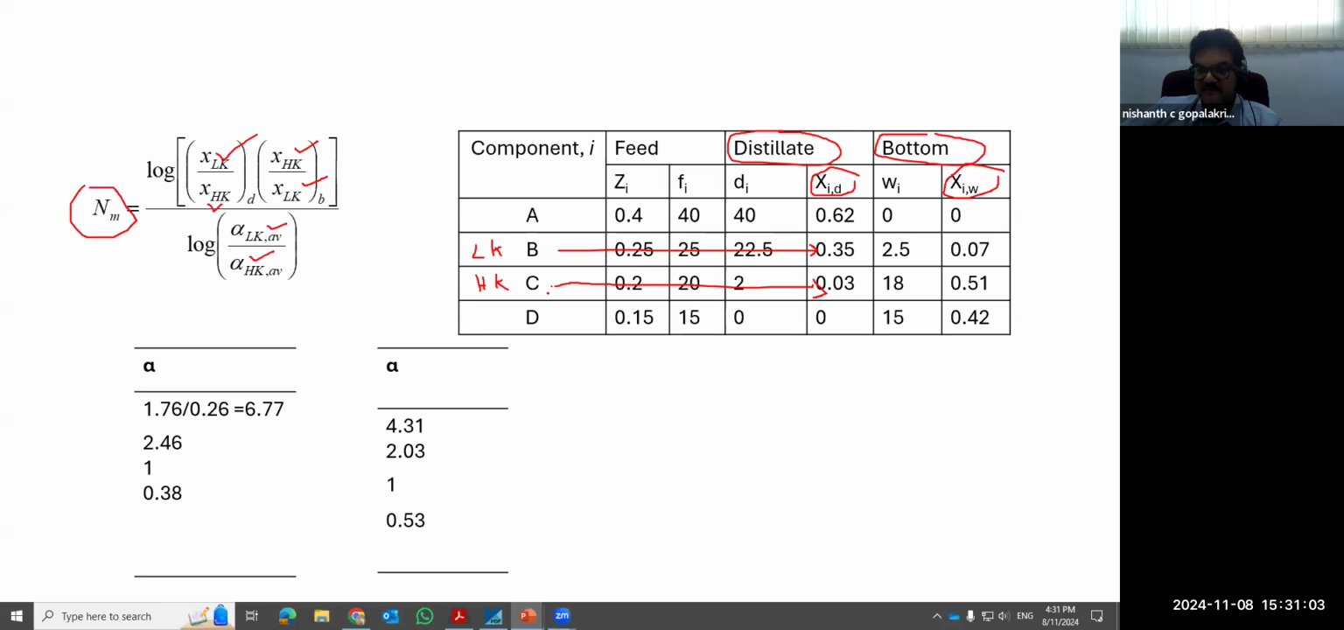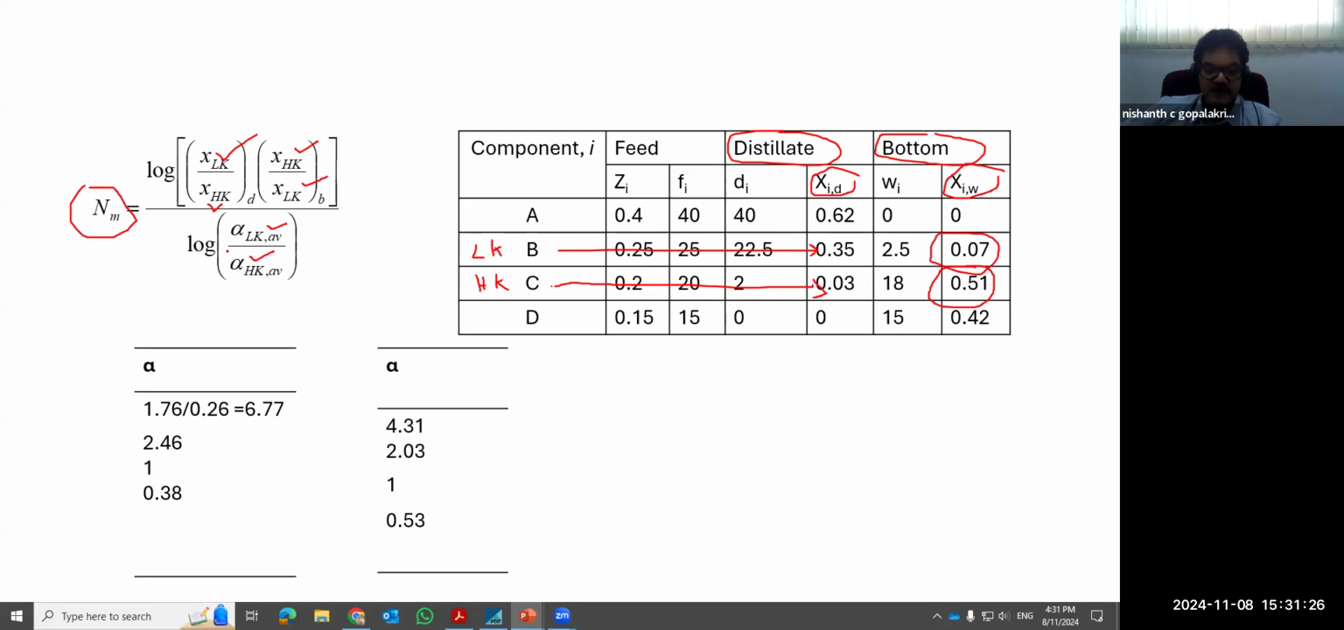See, heavy key is C. What's the mole fraction of C at the bottom? See, this is bottom, right? So this should be the mole fraction of heavy key at the bottom. Now, the other one we need is mole fraction of light key at the bottom. So this is light key. Light key at the bottom is 0.07. So we got everything.